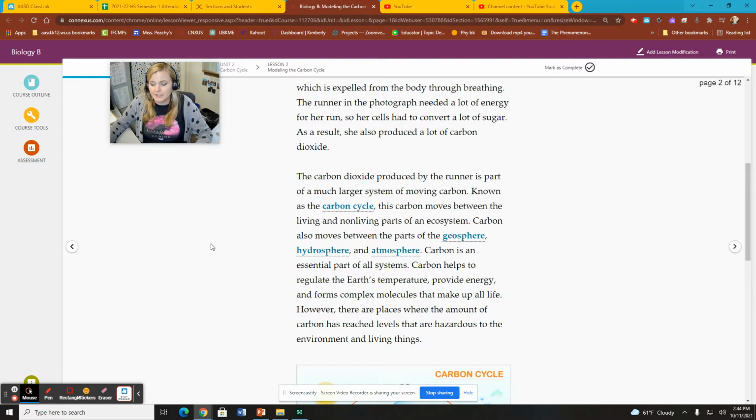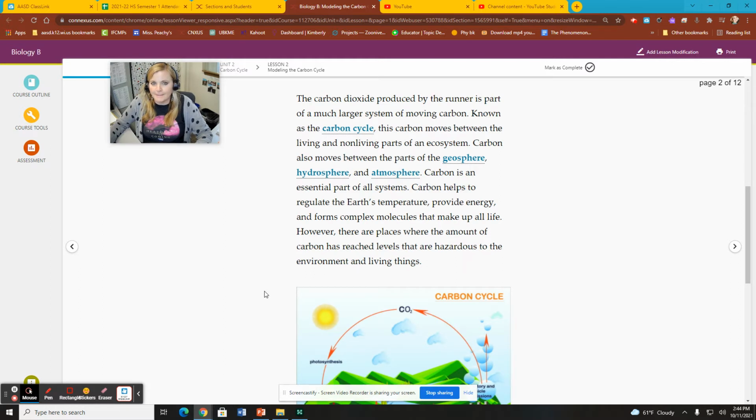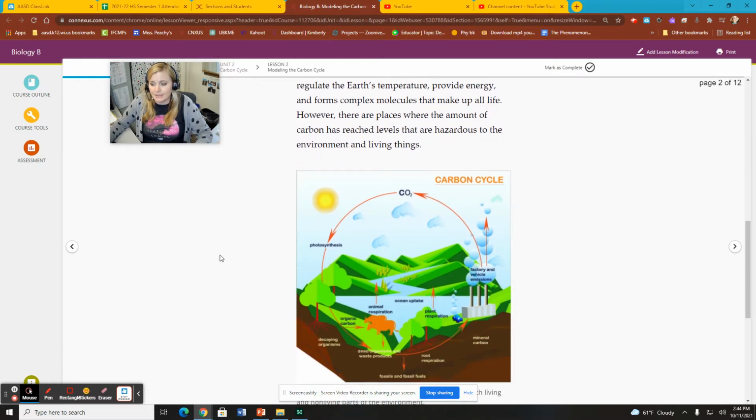Carbon also moves between the geosphere, the hydrosphere, and the atmosphere. So the solid Earth, the liquid Earth, and the gaseous Earth. Those are our areas of the Earth where carbon can move. It helps to regulate the temperature of the earth. It provides energy in the form of glucose for living things. It helps to ensure the production of oxygen as plants take it in to make sugars and produce oxygen as a byproduct.